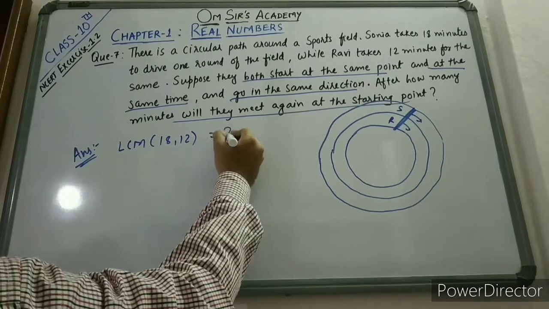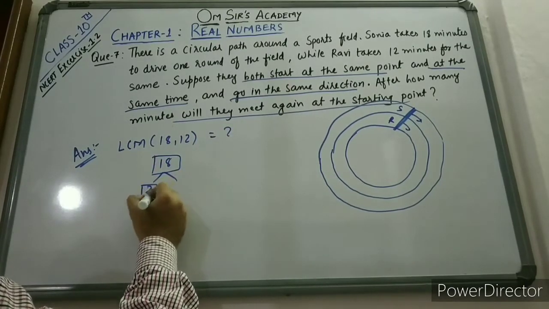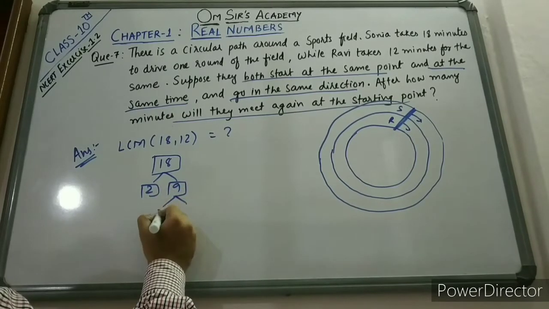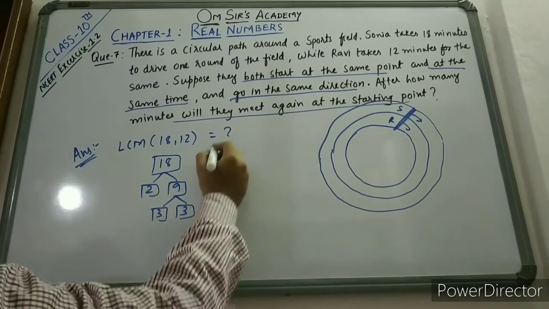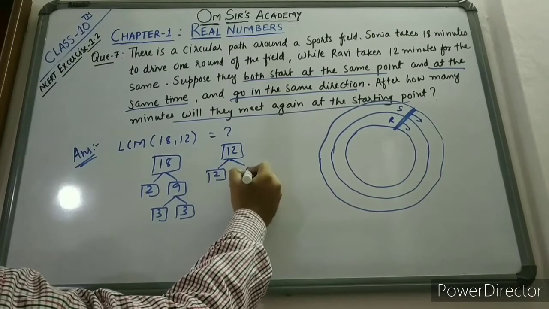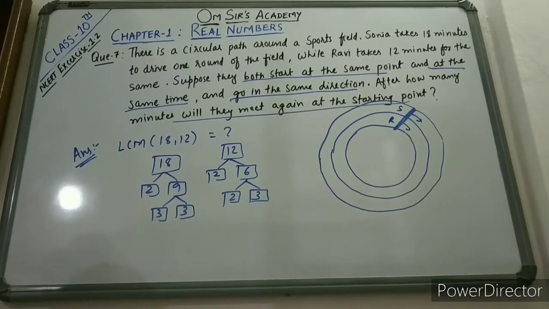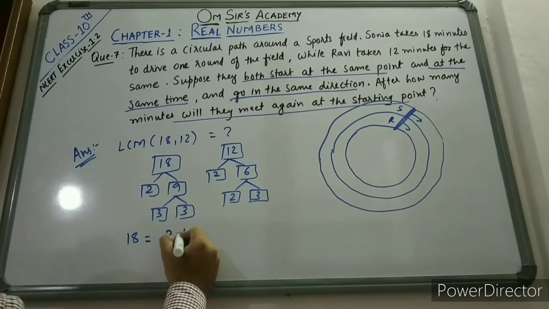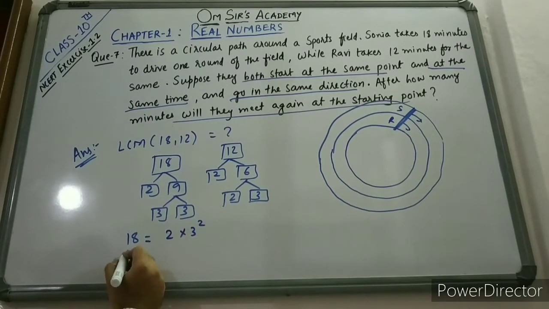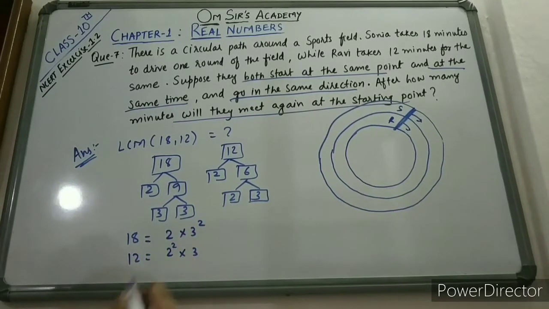So if we find this, what are the factors of 18? 2 nines are 18 and 3 threes are 9. What are the prime factors of 12? 2 sixes are 12, 2 threes are 6. So 18 can be written as a product of primes as 2 into 3 square, and 12 can be written as 2 square into 3.